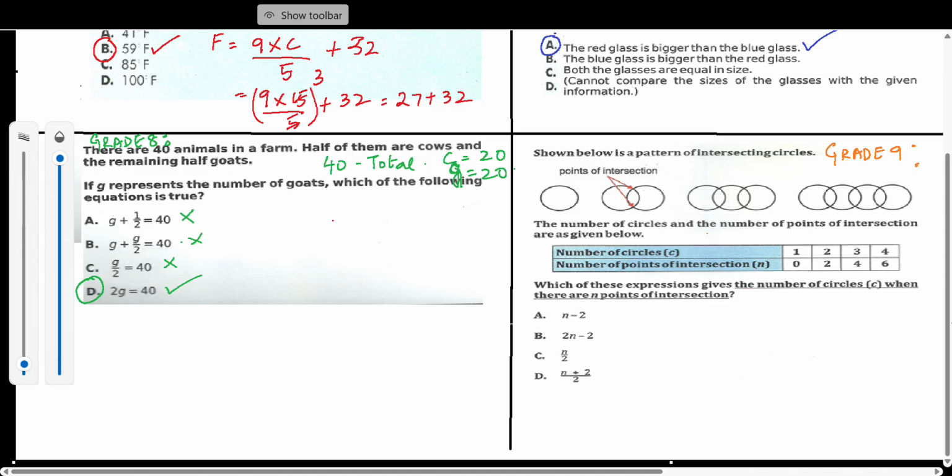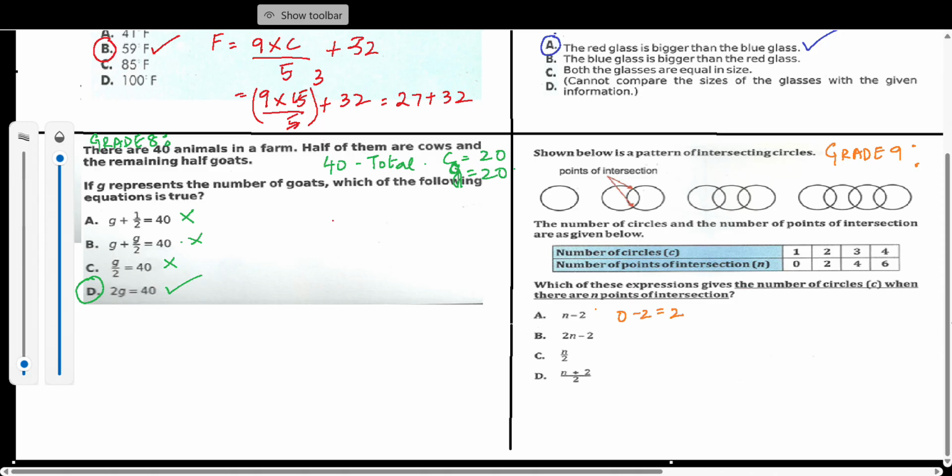So obviously the figure is given here in numbers. The number of circles is C, number of points of intersection is N. Which expression gives the number of circles when there are n points of intersection? So that's like a generalized term they are asking. Finding the nth term has a formula, but here it's fairly easy because you have 4 terms. All you have to do is, from the table of values, just substitute. When we do 0 minus 2, we should get 2.